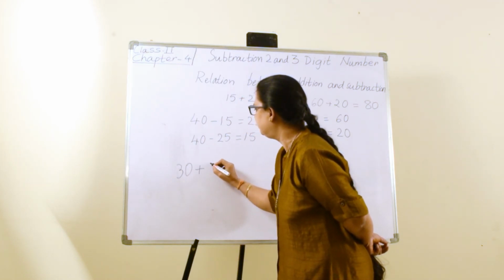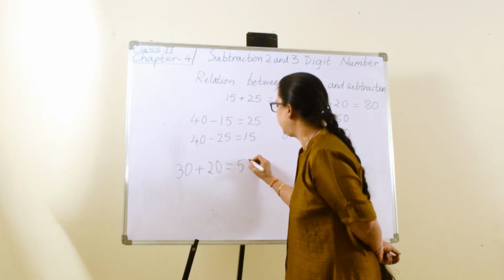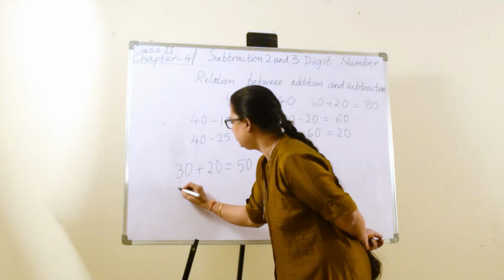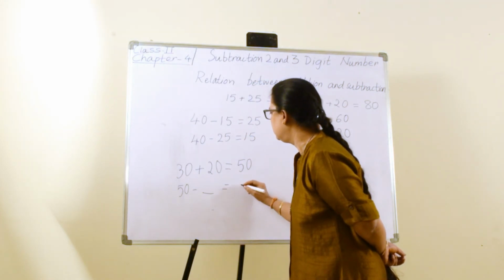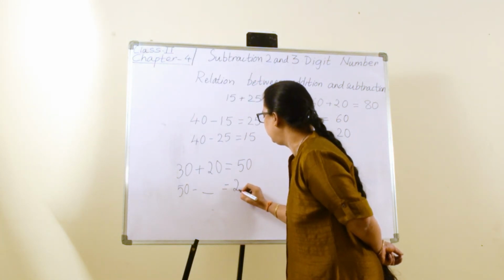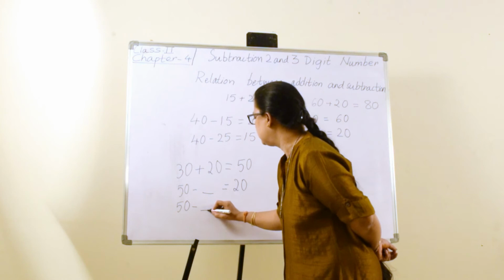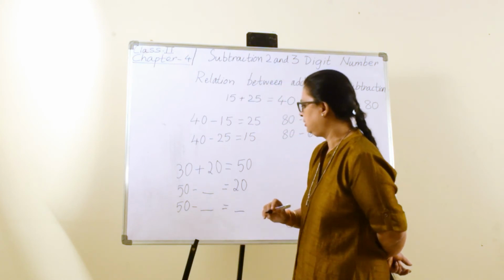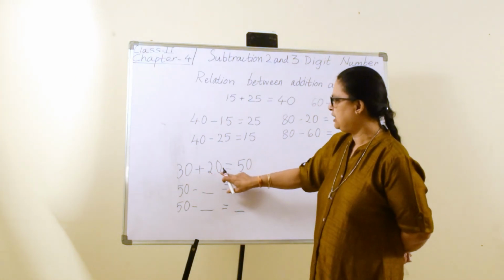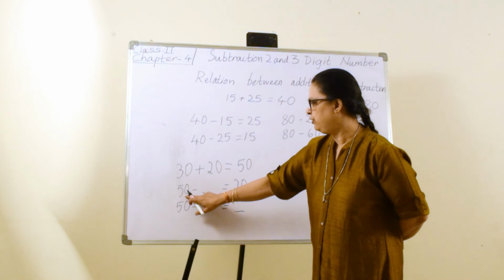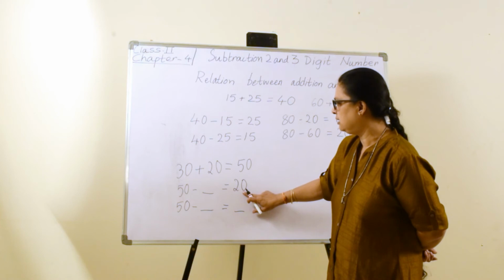30 plus 20 is equal to 50. 50 minus dash is equal to 20, and 50 minus dash is equal to dash. Can you try this now? Yes? 30 plus 20 is equal to 50. So 50 minus something, the number you need to put over there, is equal to 20.